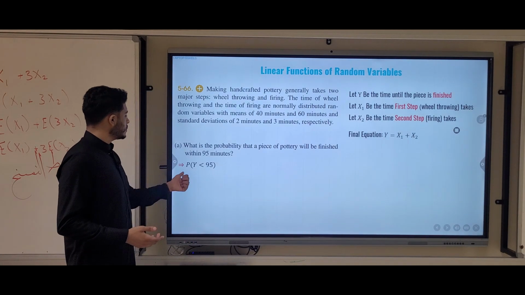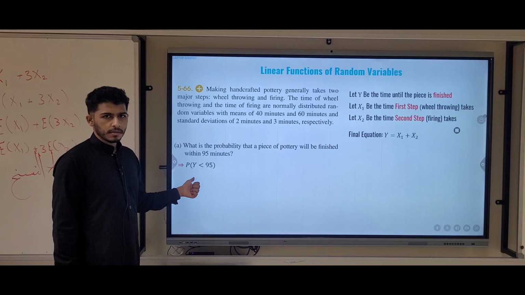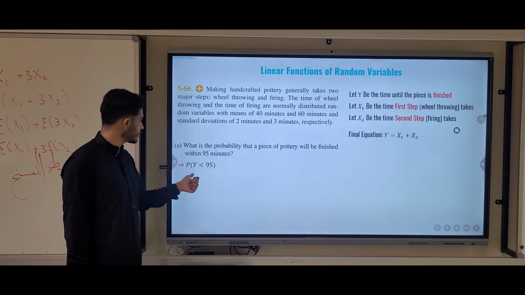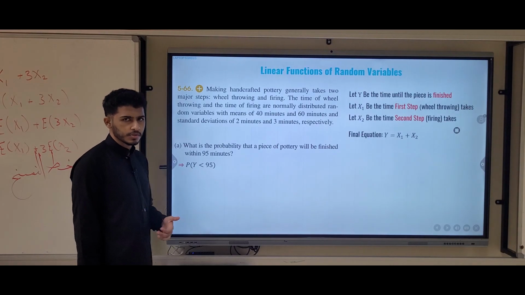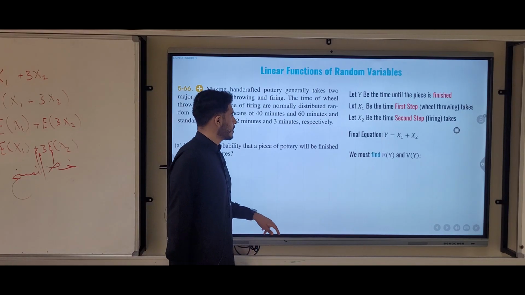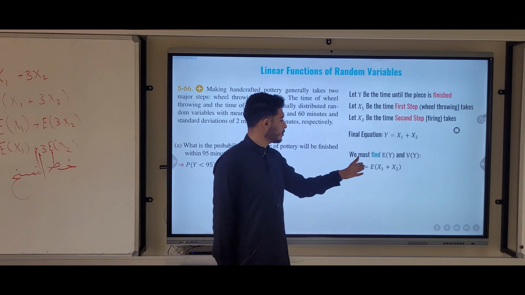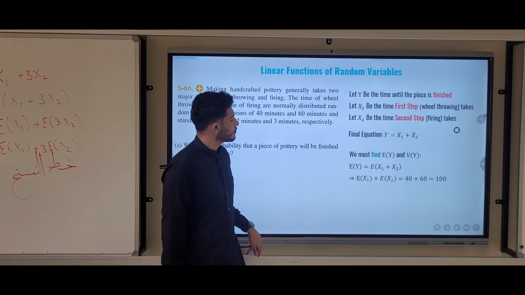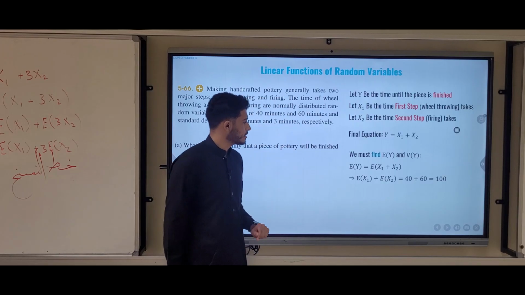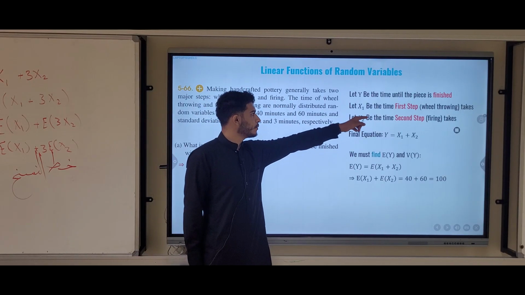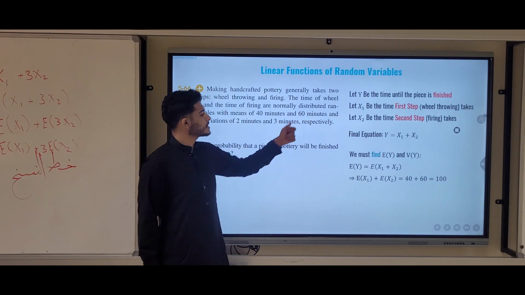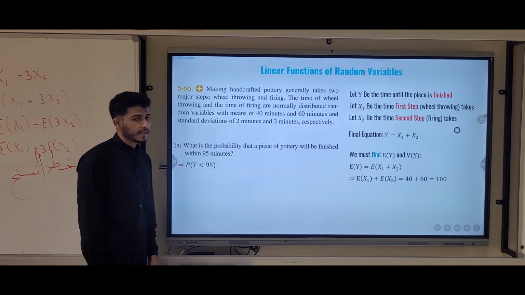But we need to know the mean and the standard deviation for capital Y in order to solve this question. So how can we solve it? Well, we can find it using the expected value of the sum and then separate them to find the sum of expected values, and we would end up with this answer at the end. So recall that throwing has a mean of 40 minutes and firing has a mean of 60 minutes. So if we add them together, it's going to be 100 at the end.